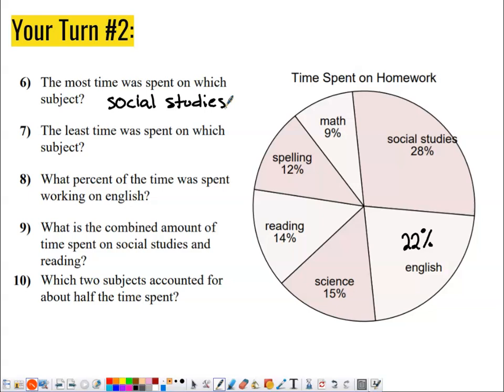Number 7, the least time was spent on which subject? Sadly, it is math. Number 8, what percent of the time was spent working on English? So we have that 22%. Number 9, what is the combined amount of time spent on social studies and reading? We're going to do social studies, which is 28%, plus reading, which is at 14%. 28 plus 14 gets me 42%.